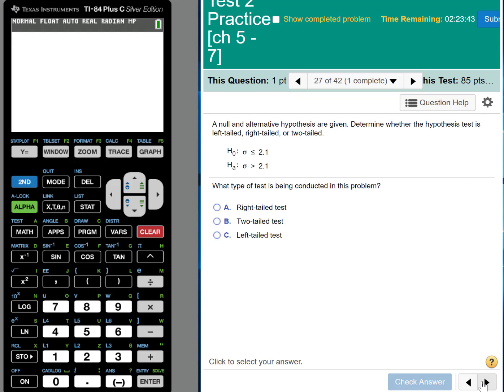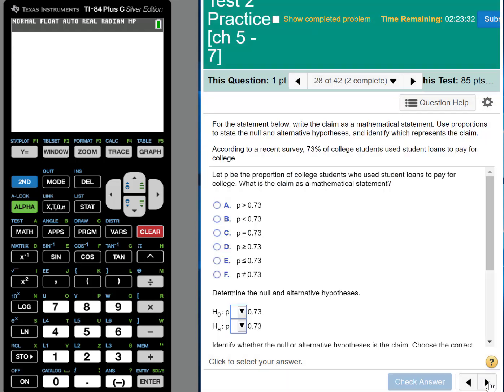Determine whether the hypothesis is left-tailed, right-tailed, or two-tailed. Well, you look at the alternative. What's the sign in the alternative? It's greater than, it's a right-tailed. If it is a less than, it will be a left tail, and if there is not equal, it will be a two-tailed test.